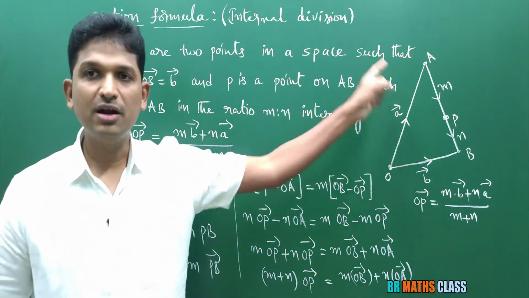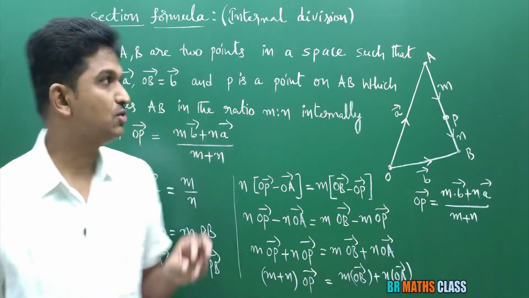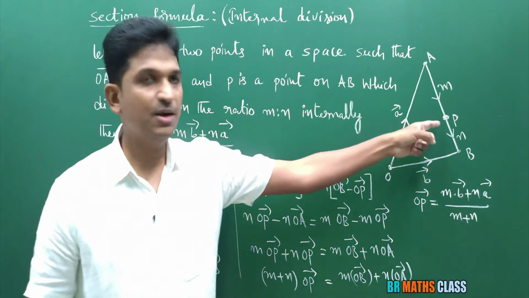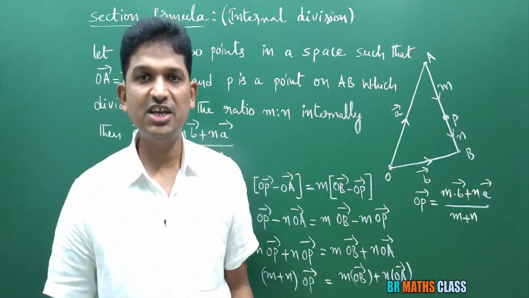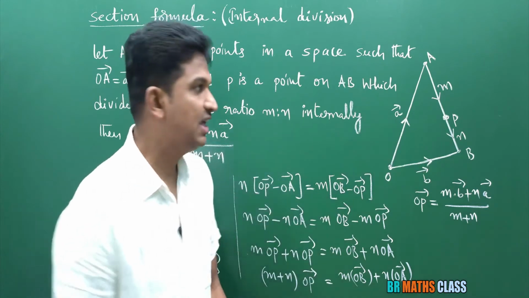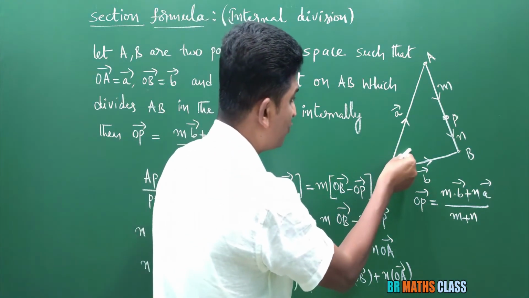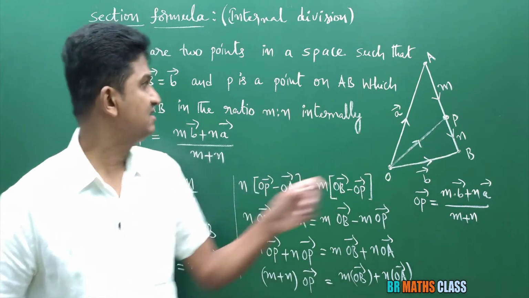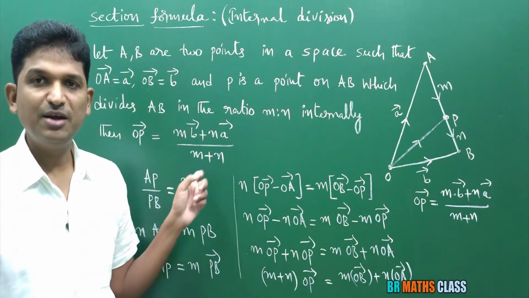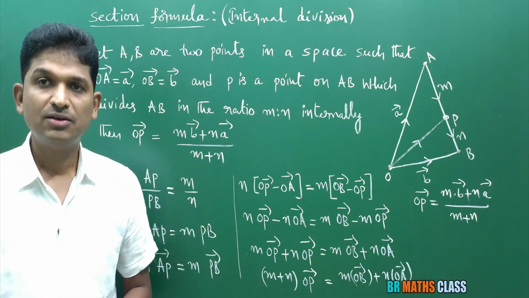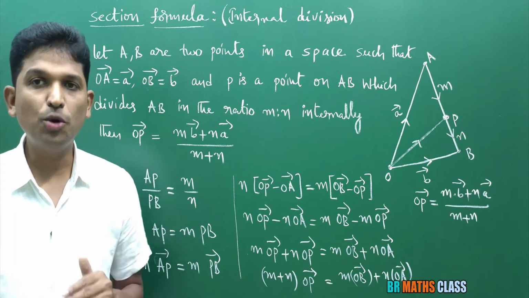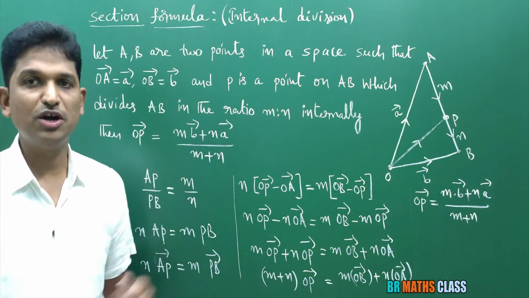A, B are any 2 points in a space such that OA bar equal to A bar, OB bar equal to B bar, and P is a point which divides AB in the ratio M is to N internally. Then the position vector of point P, look here, OP bar is MB bar plus NA bar divided by M plus N. So when P divides AB internally, then to calculate OP bar, we will use this formula.